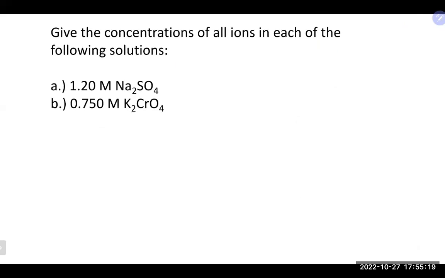Let's take a look at another one here. So why don't you take a moment here, and we want the concentrations of each of the ions in each of the following solutions. So for A, give us concentration of both ions, and for B, give us concentration of both ions in those solutions. Again, we want to take each one and kind of figure out how it breaks apart in solution. So this, which is soluble, will break apart into a couple of sodium ions and a sulfate ion.